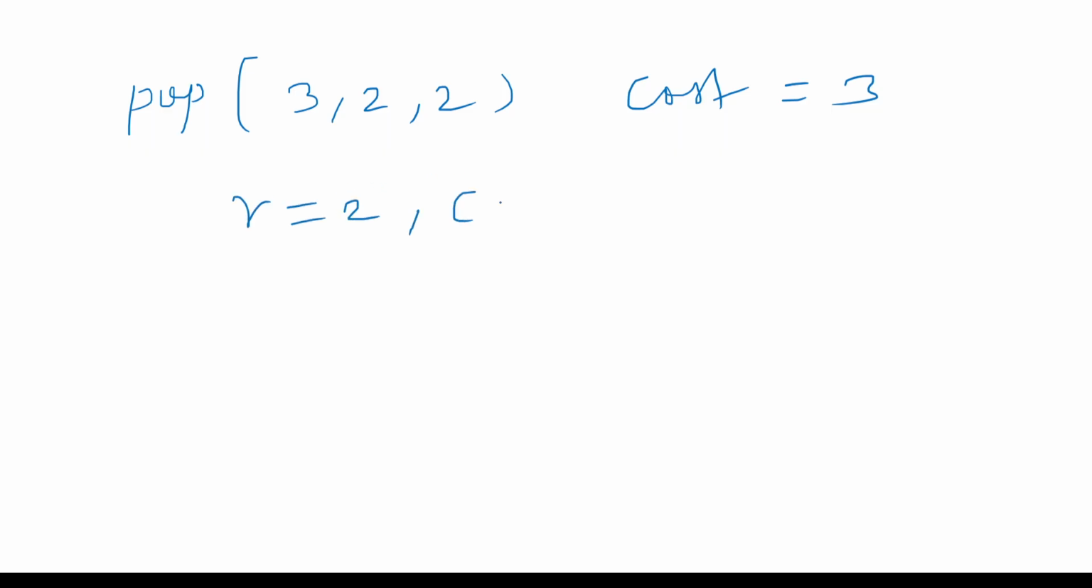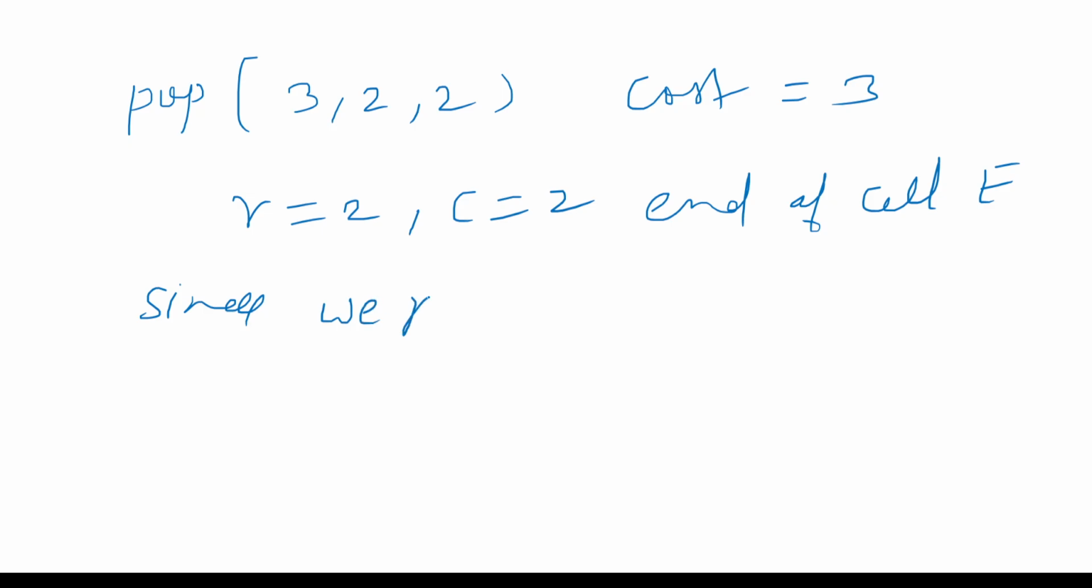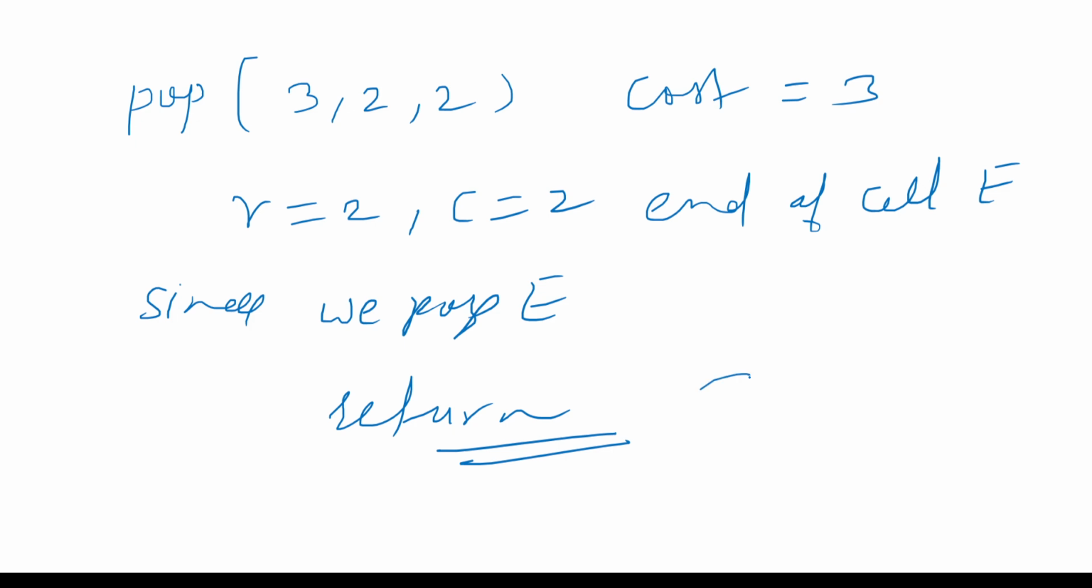Okay, until let's suppose in the last you will get what? 3 2 2, where the cost will be 3, and this is, you can say, row is 2 and column is 2, and this is nothing but end cell, means we are at the end. So we'll say, okay, since we pop the end cell, now the algorithm should return our answer 3. So this is what we need to develop.